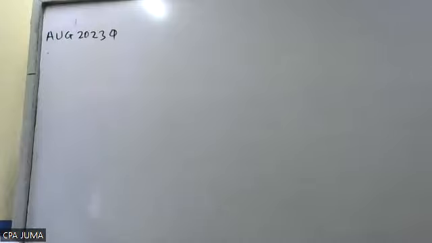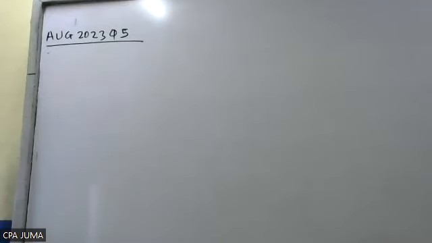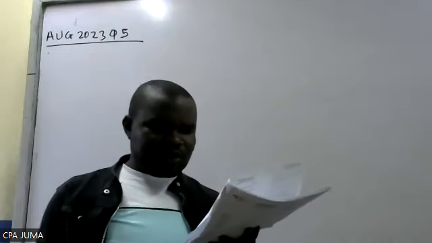August 2023. Question number five. Let's read the question. Let's go through the question for the poll. It says the following financial statements relate to Ukulima Group. Consolidated statement of financial position as at 30 September 2022. Most of the cash flow is comparative, so we have 2022 and 2021. As you are capable of seeing there, we cannot read those items one by one.